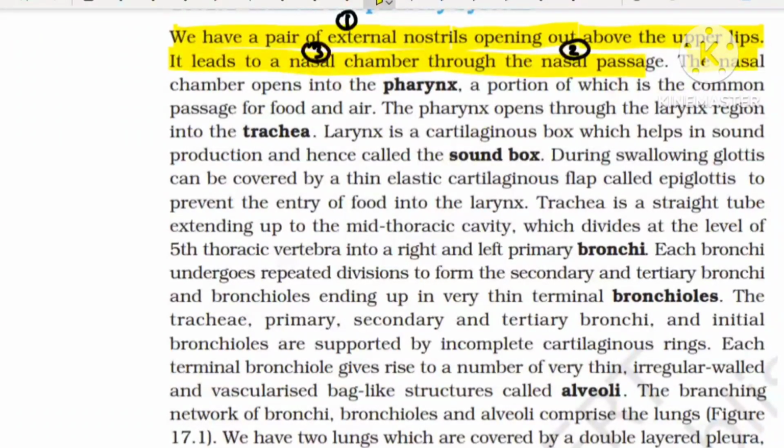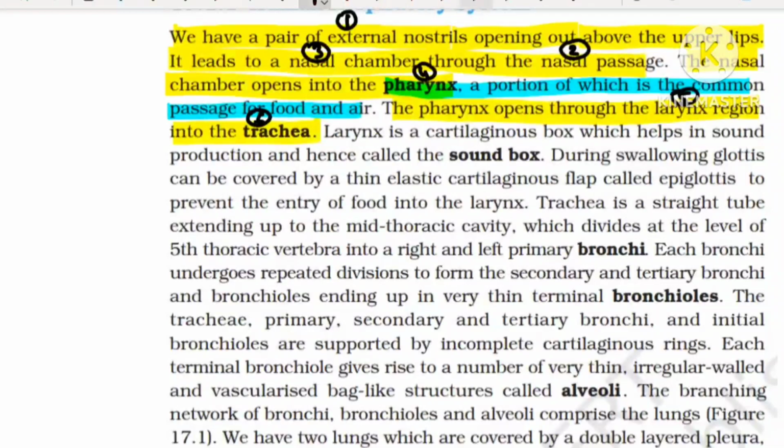The nasal chamber will open into the pharynx. Pharynx is an area where the food and air are mixed. The pharynx is a portion which is common for both food and air. Now what will happen? Pharynx will open through larynx, and through larynx, it will open into trachea. So after pharynx will be larynx and then trachea.